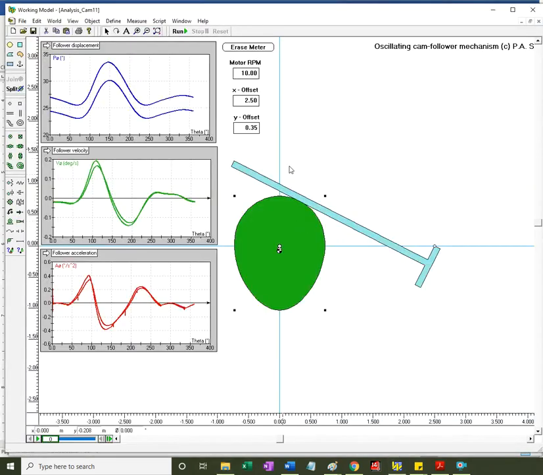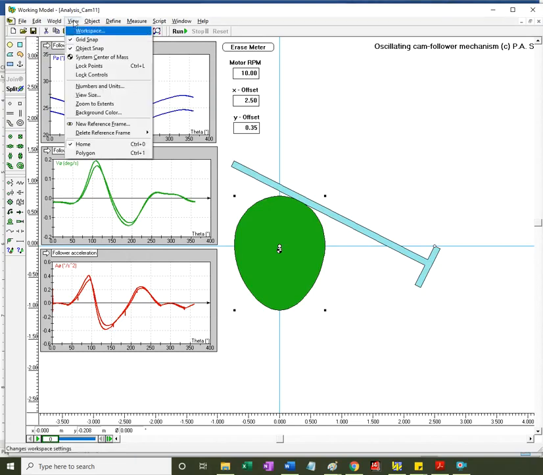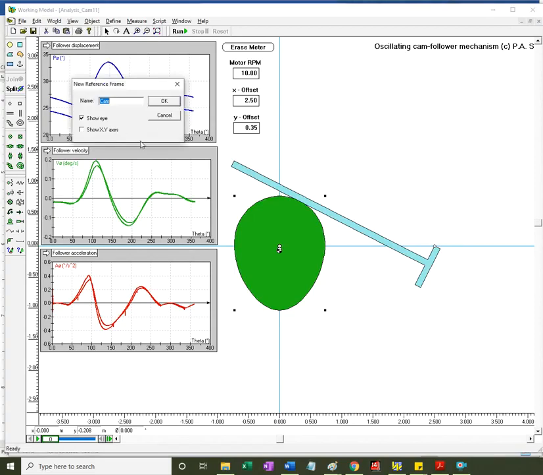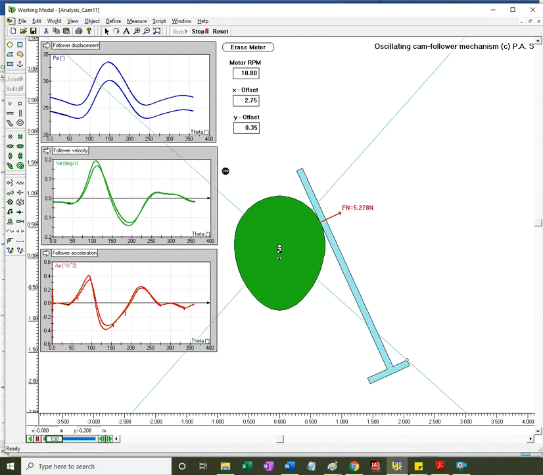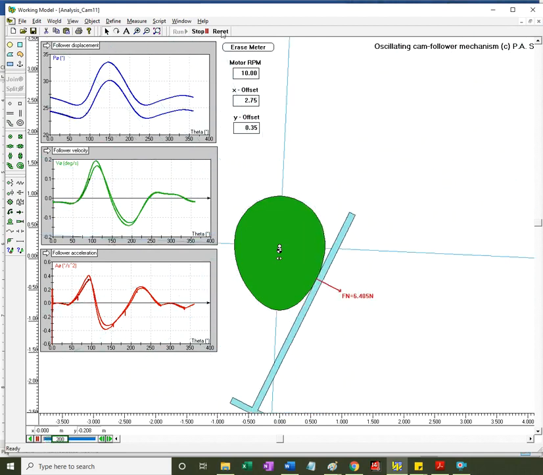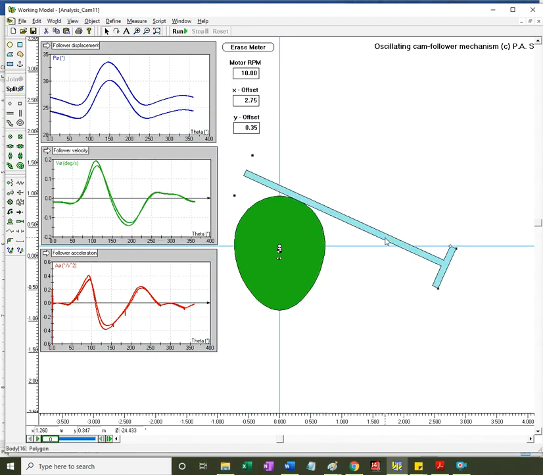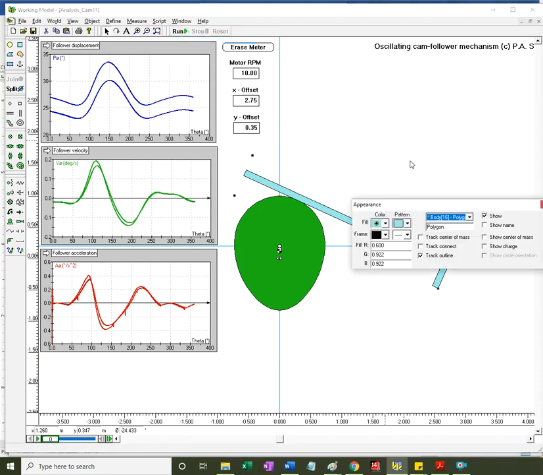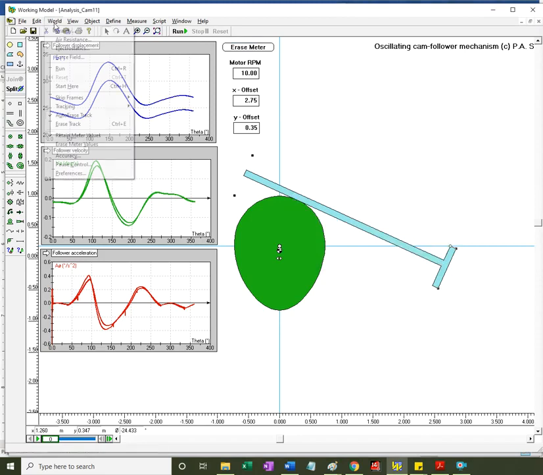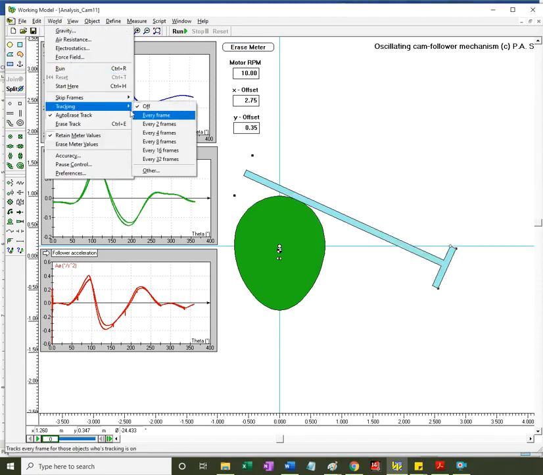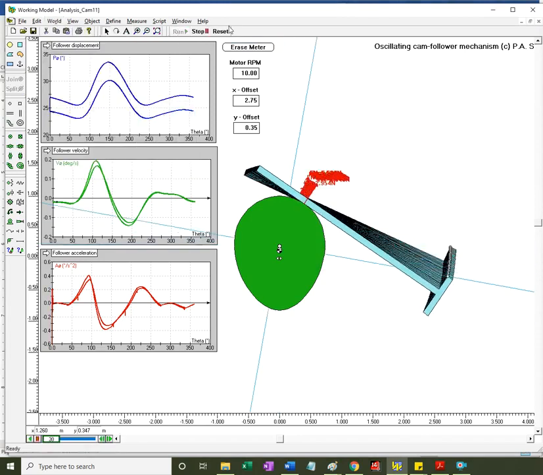Okay, so what I can do is to apply motion inversion. I'm going to go and say new reference frame, and it should be on the cam. And if I run, I see now the follower moving around. Okay, this is one. I'm going to say window, appearance and track outline, and I'm going to say tracking every frame, and I hit run.